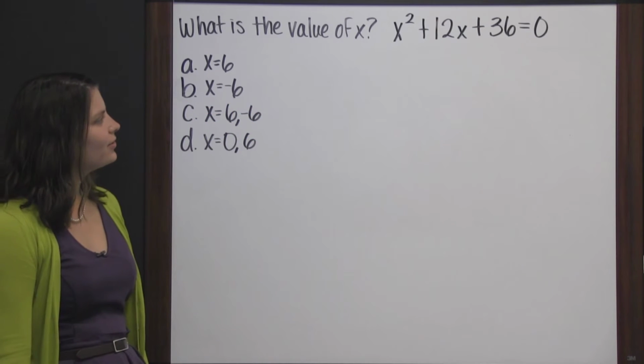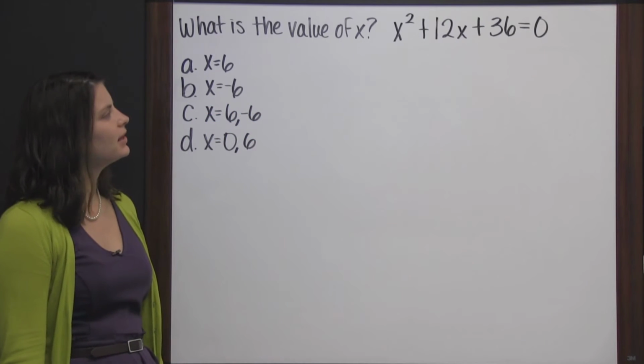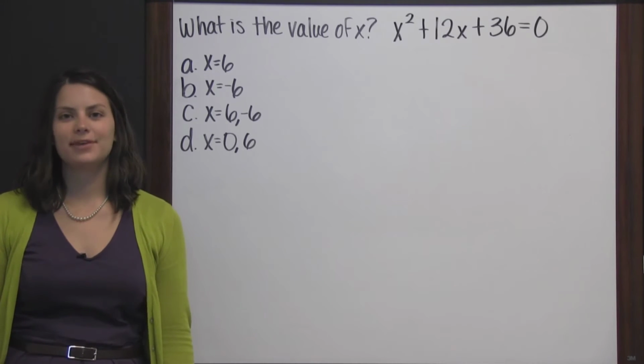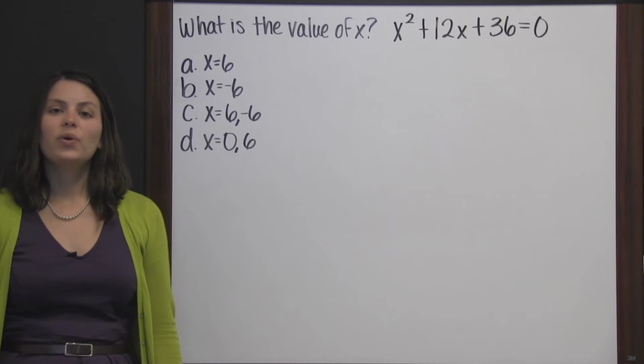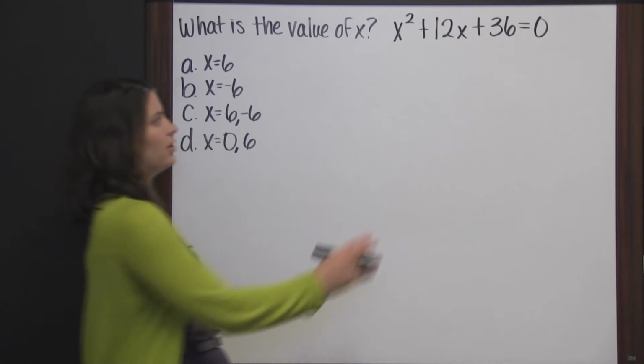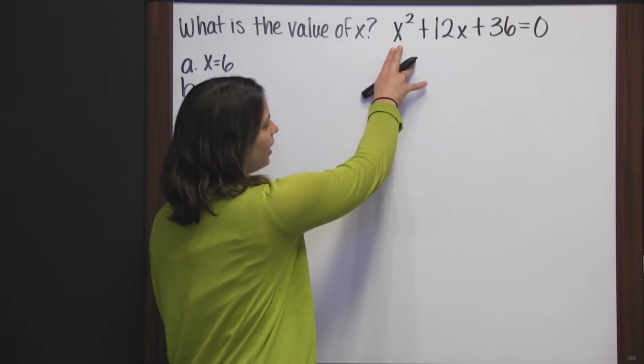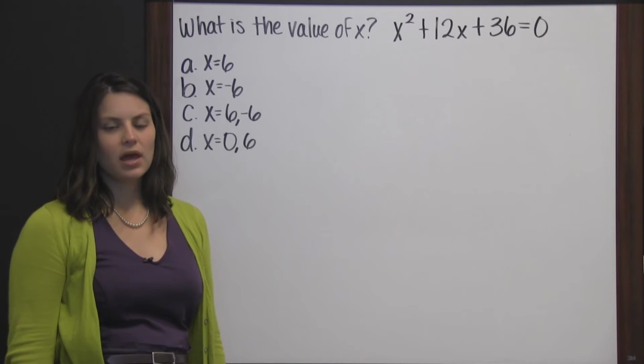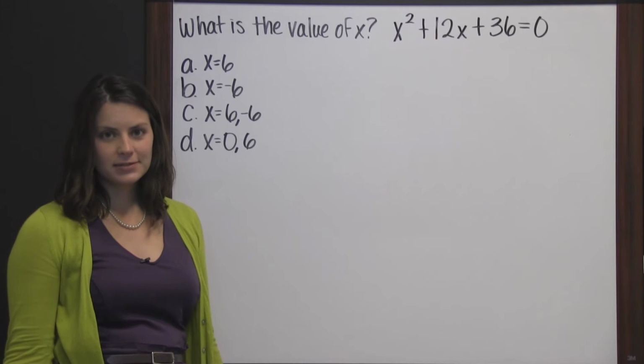What is the value of x in x squared plus 12x plus 36 equals 0? We need to find what number we could substitute for x that would make this equation true. And there's more than one way to do this.